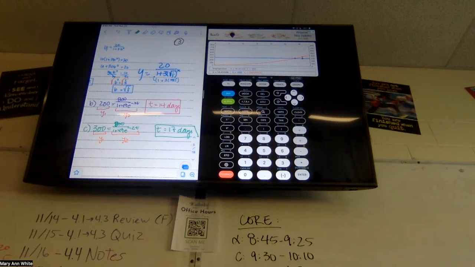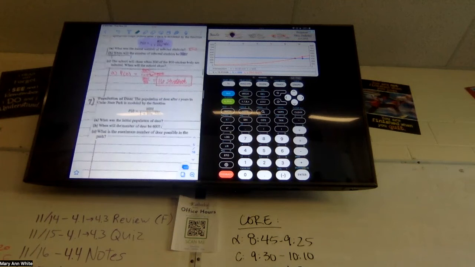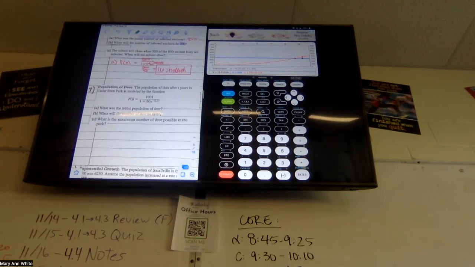All right, how are we doing? Good? All right, moving on. Next one's super similar. So that's why my calculator's still up. This one says the population of deer after T years in Cedar State Park is modeled by this function. It looks super similar to the last one. Letter A says, what's the initial population of deer? What do I do to find the initial population?